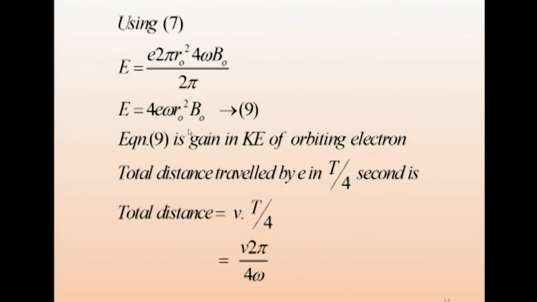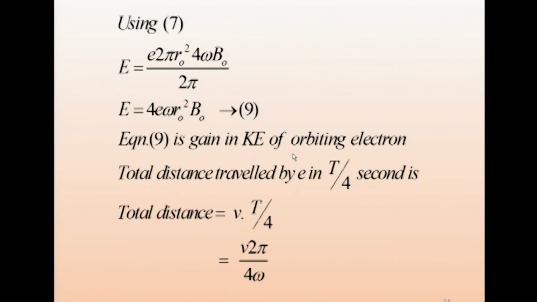So, this is equation 9, which gives the energy gain in kinetic energy of the orbiting electron. In that one quarter it is getting accelerated, then in the next cycle similarly in the first quarter it will get accelerated. This is the kinetic energy of the orbiting electron during the first quarter. And what is the total distance travelled in this T by 4 second, one quarter of the time period, in which it is getting accelerated? Already we have discussed that. We get this curve only in the first quarter. Only in T by 4 it gets accelerated, after that no acceleration, because only when the magnetic field is increasing it will get accelerated.